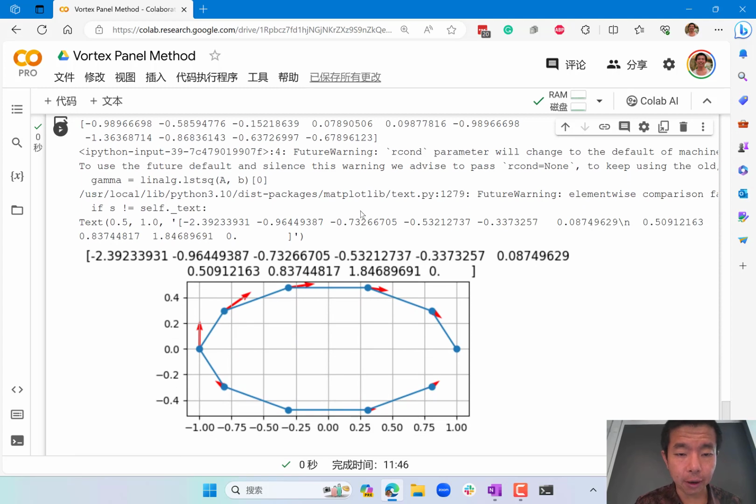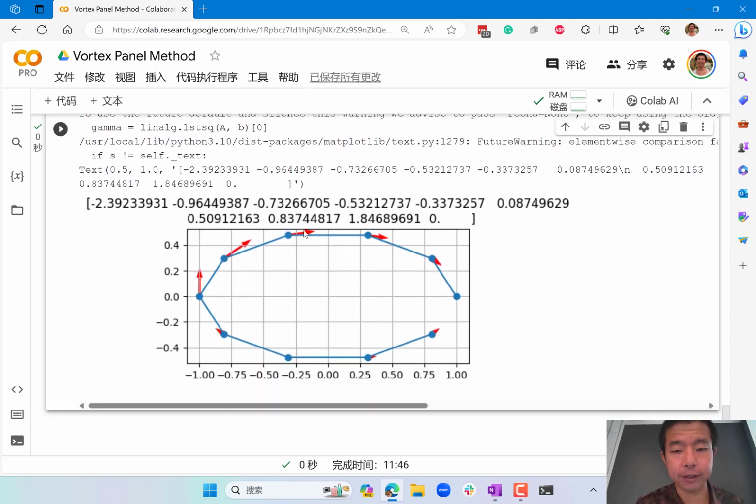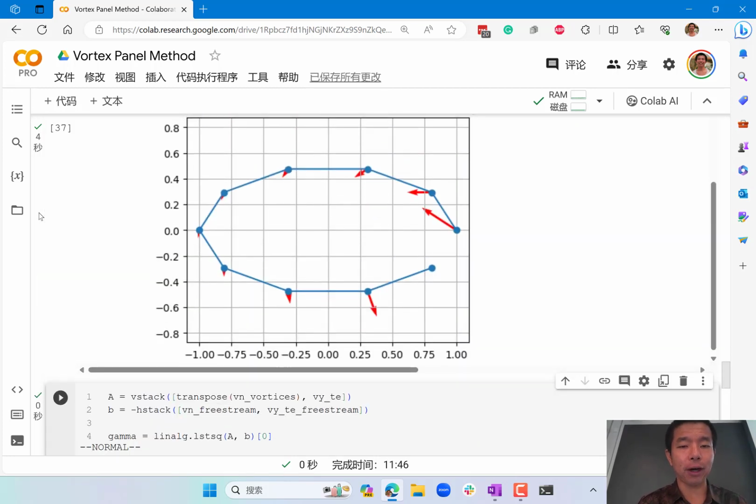vortices. So now what we see is that all of these velocities lie on the tangent direction of these vortices. All right, make sense? So I basically solved the distribution of vortices that makes the flow field conform to this geometry. Okay, so now we know how to do this.